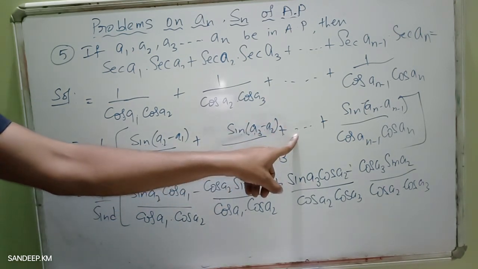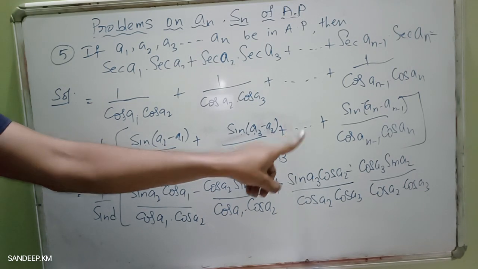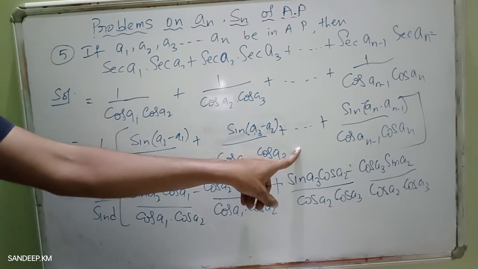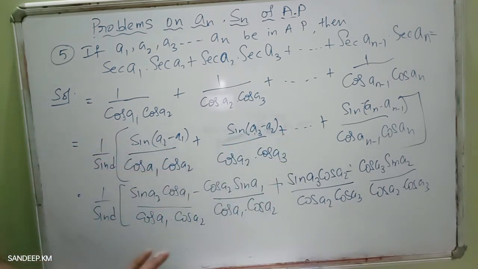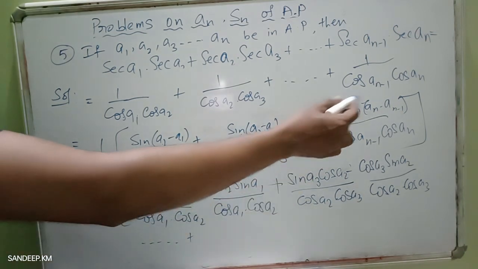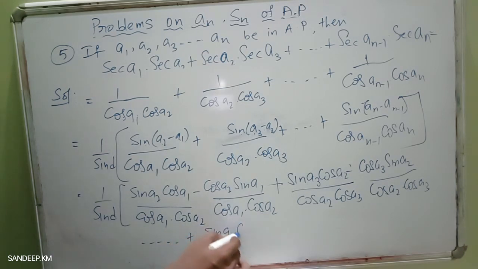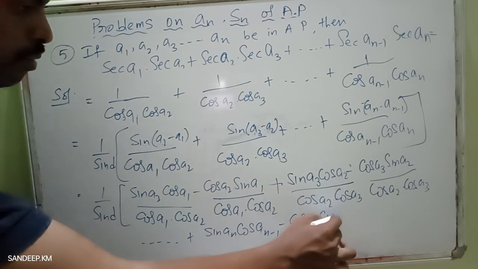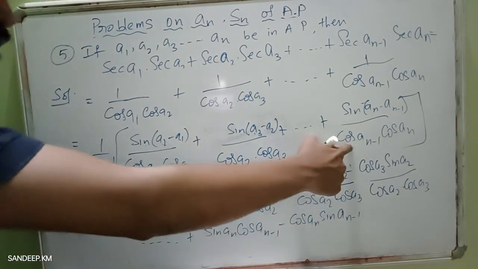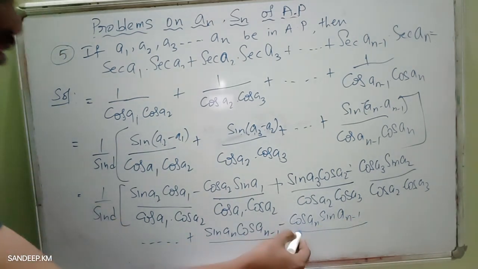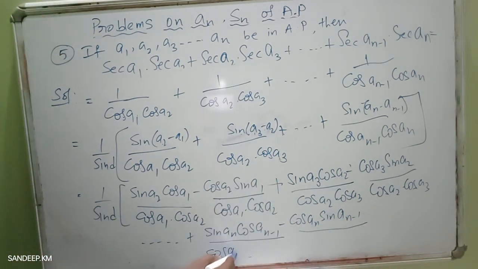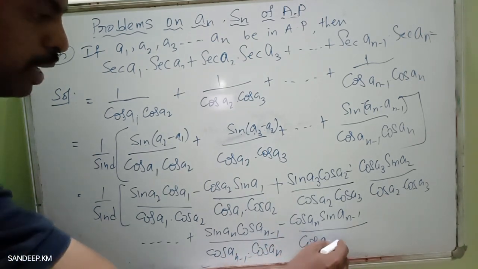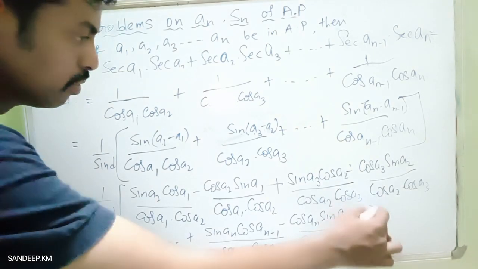What is the third term here? Sin of a4 minus a3 divided by cos a3 into cos a4. Please mention that also in the solution. Okay, and so on. The last one. What is it? Sin of a minus b, sin a cos b minus cos a sin b, and the common denominator can be separated for this term and also this term. It is cos an minus 1 into cos an. Here also cos an minus 1 into cos an.